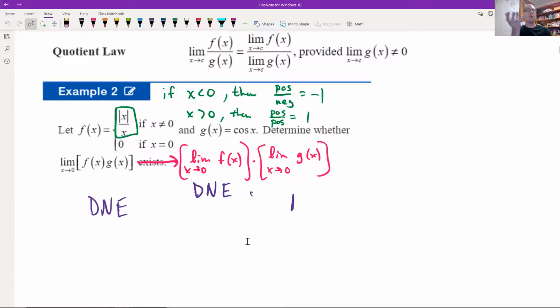So that's one of the things that these limit laws can help us do, especially when we have functions that are hard to describe. It allows us to break things down so that we can evaluate things separately.